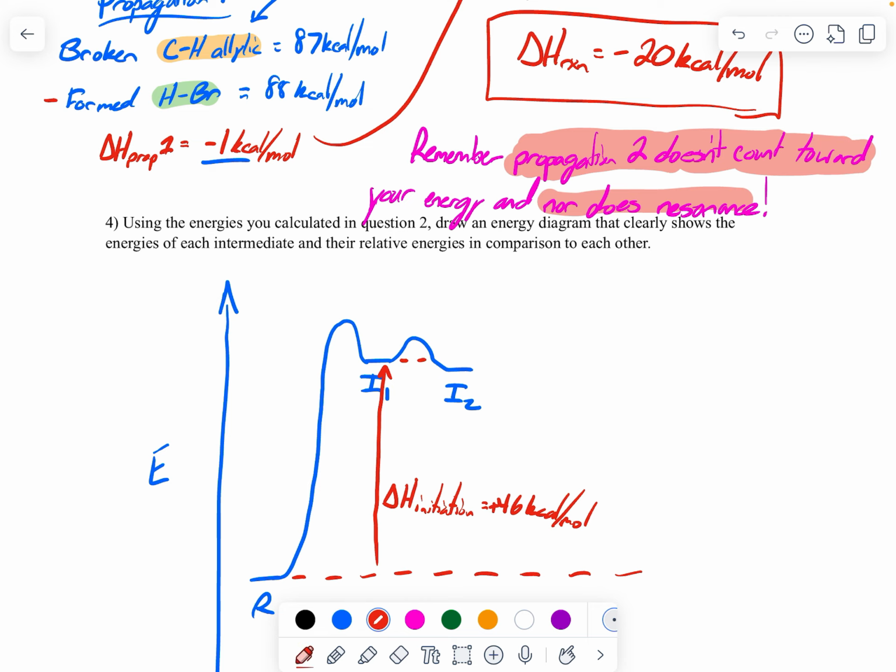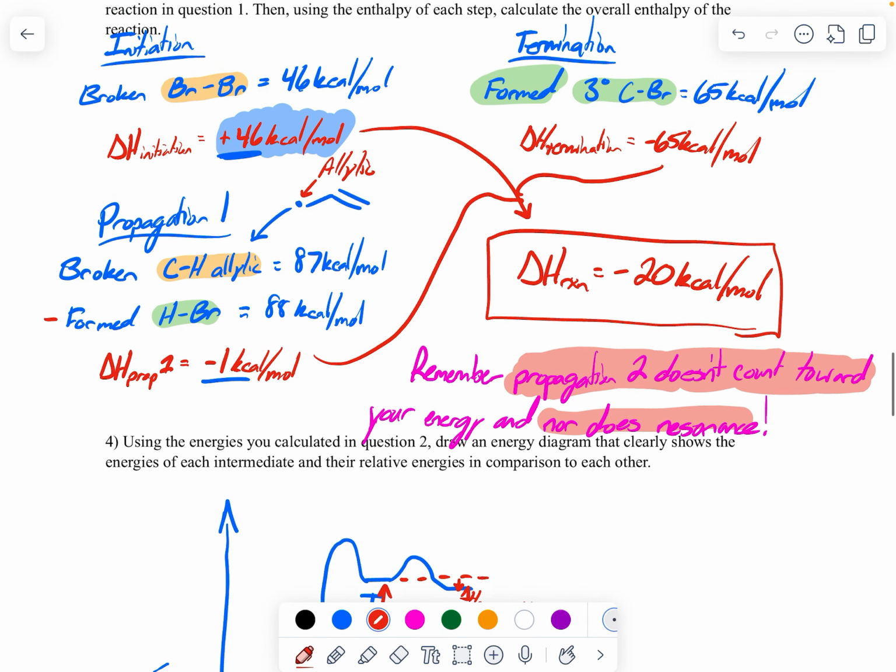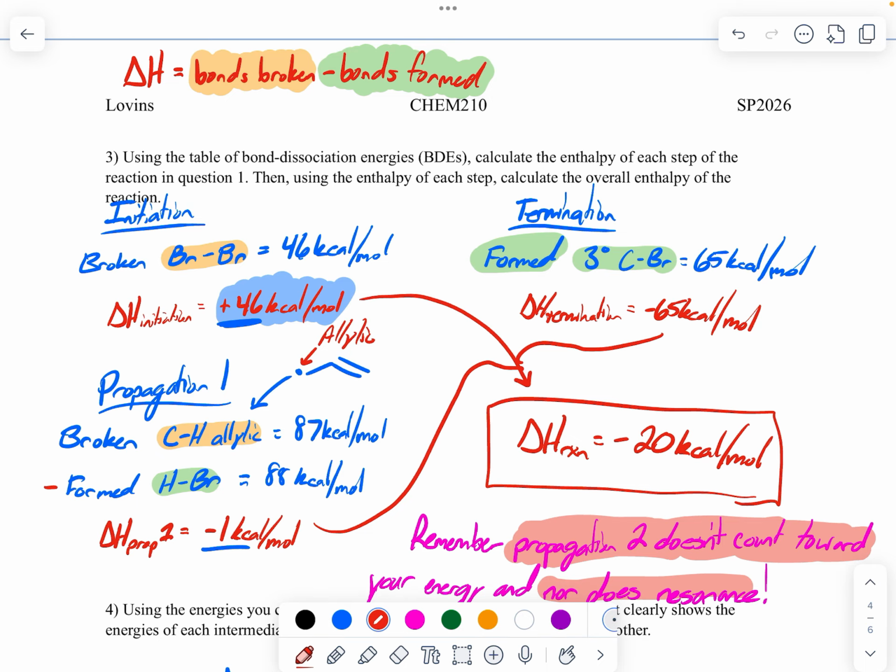Now, as a reminder, we can draw from I1 this dotted line here. And this dotted line that we can show pointed downward, this is our delta H of propagation, which was negative 1 kilocalories per mole. Now then, we have our final step, termination. In termination, we're essentially saying we're going down 65 kilocalories per mole in terms of energy.